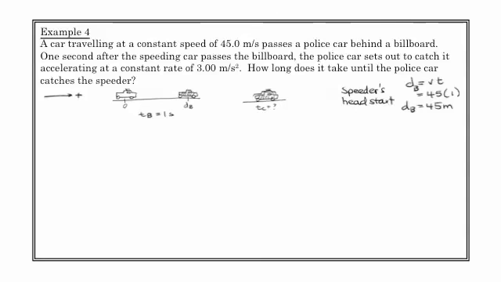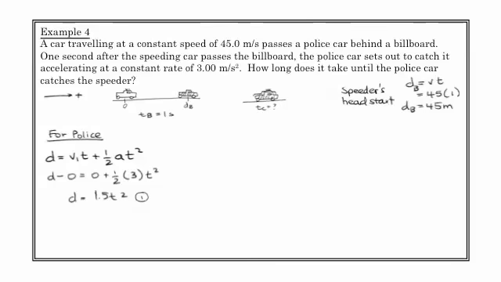So now we'll come back and look at the police officer. She is accelerating at 3 meters per second squared. We start at a velocity of 0, and we end some distance later at d. But because we've set the police car's initial displacement to be 0, what we have is, again, a very simplified equation: displacement is equal to 1.5 t squared. We're going to call that equation 1.